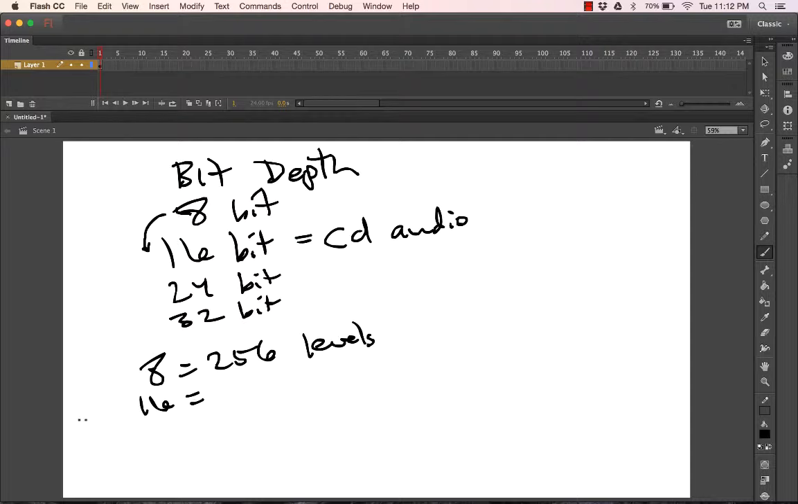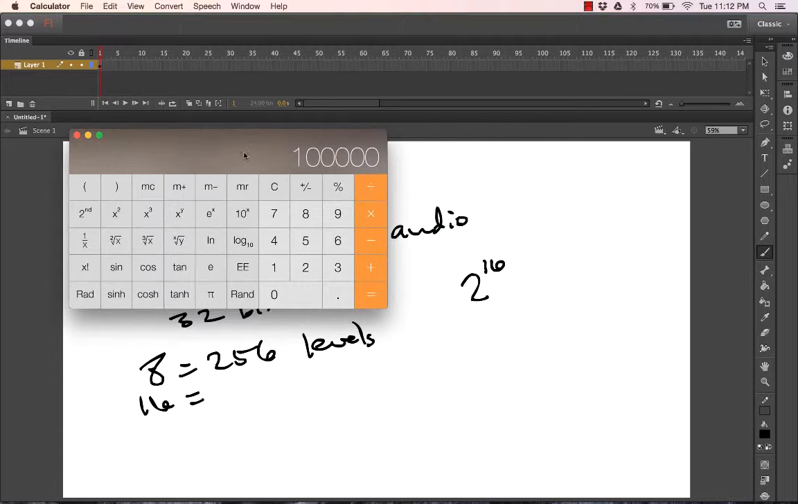Here's the formula to figure out how many levels of resolution it has. You take the number 2 and you times it by itself as many times as you have bits. So 2 to the power of 16. Let's pull our calculator over here. 2 to the power of 16 is 65,000. That's how many levels of resolution. 65,536.